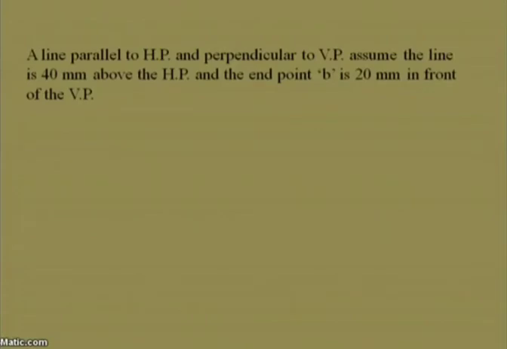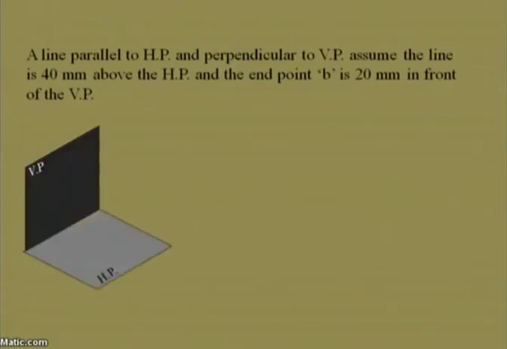So here is the horizontal plane and vertical plane, and XY is the intersecting line of the two principal planes. And this is the line condition according to our requirement. Here I said the line is parallel to the horizontal plane and perpendicular to the vertical plane. This red line is the required line, which is parallel to the horizontal plane and perpendicular, that means 90 degrees, to the vertical plane at some particular distance. I have given 40 mm above the horizontal plane.